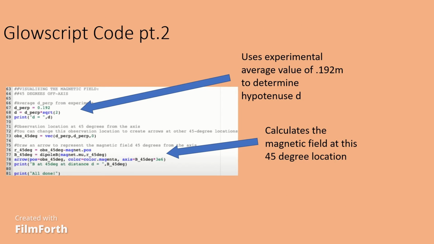Alright, cool. Now we can calculate the magnetic field at a 45-degree angle, and to do this, we use the experimental value of 0.192 meters to determine the hypotenuse distance, which we found from the experiment. So this is the code for that, and we'll see the results on the next slide.